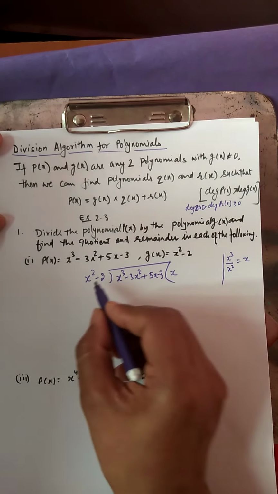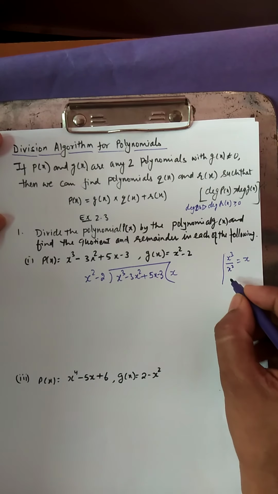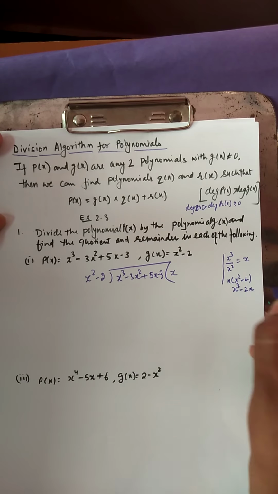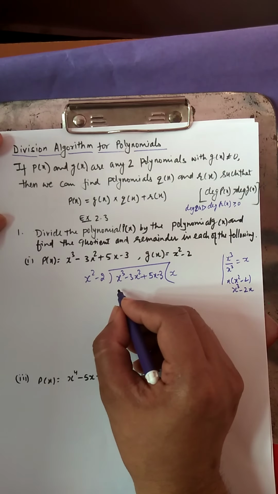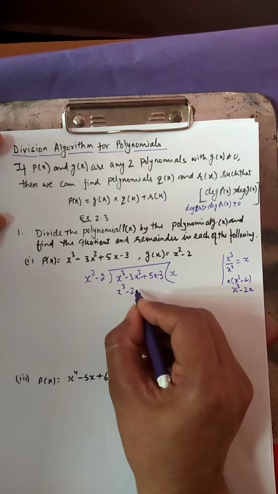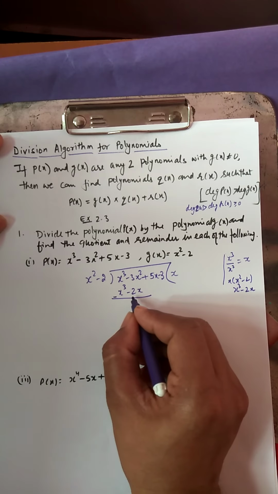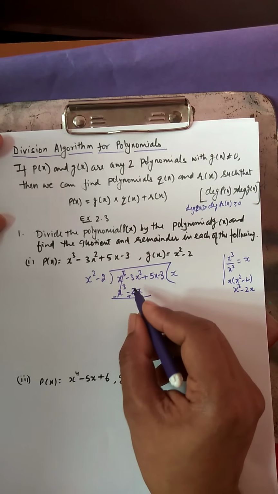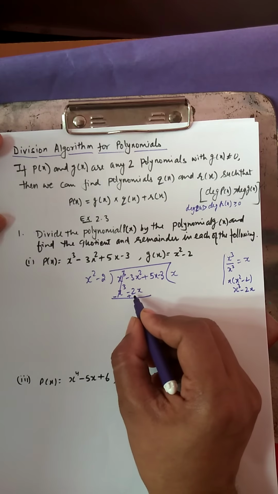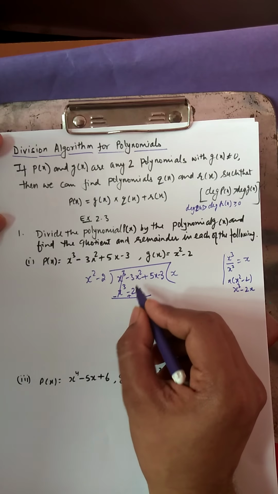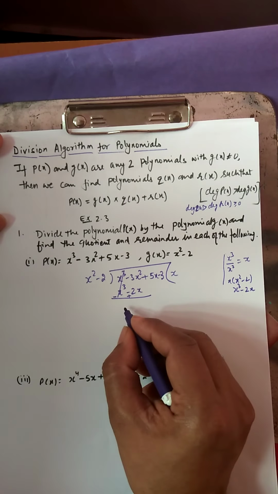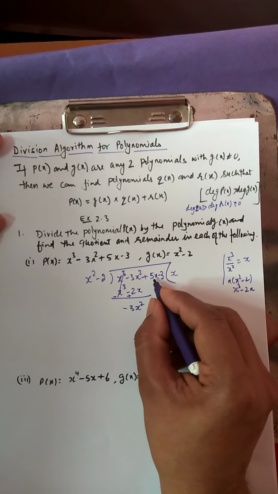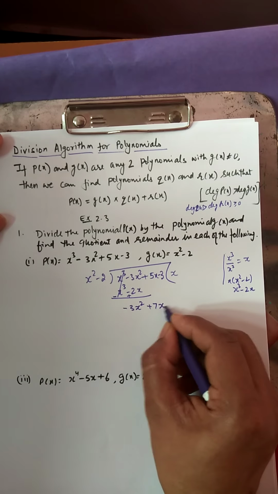Then this x has to be multiplied with this g(x), meaning this x has to be multiplied by x square minus 2. So your answer will be x cube minus 2x. That has to be written down under the dividend, x cube minus 2x. Now you change the sign, this is minus and then this is plus. So the first term must always get cancelled. So this is minus 3x square and this is plus 2x, but you have to write the remainder also in the general form. So minus 3x square has to be written first, and then 5x, and this is plus 2x. So 5x plus 2x is 7x minus 3.